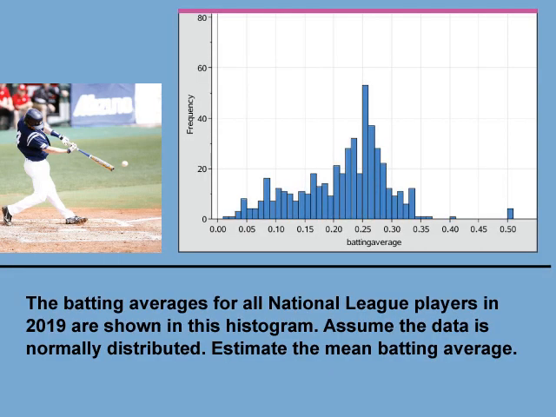The batting averages for all National League players in 2019 are shown in this histogram. Assume the data is normally distributed. Estimate the mean batting average.